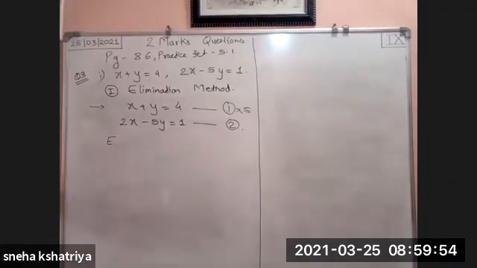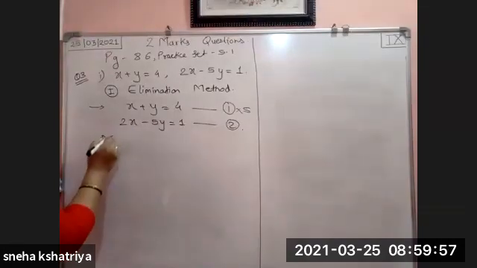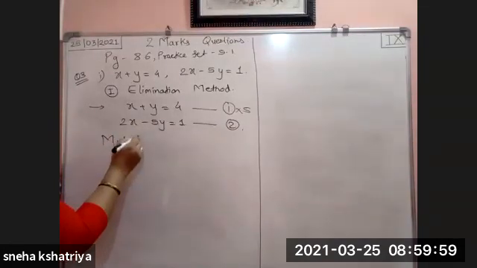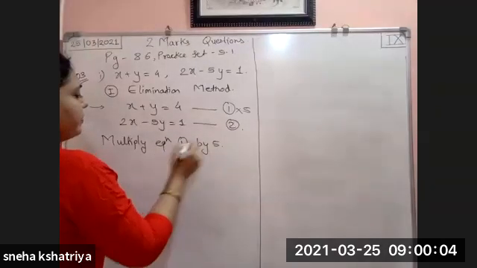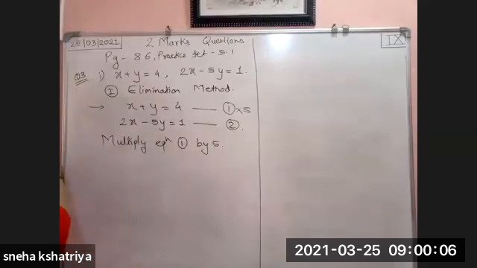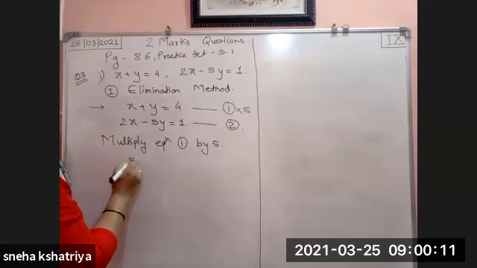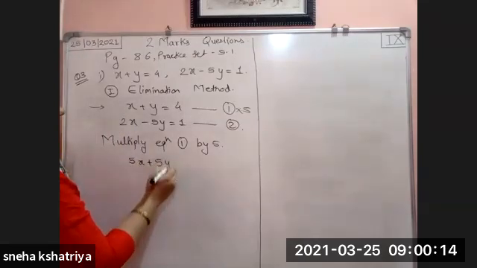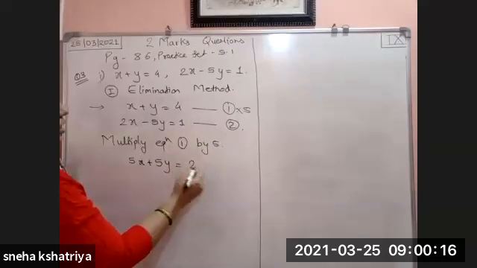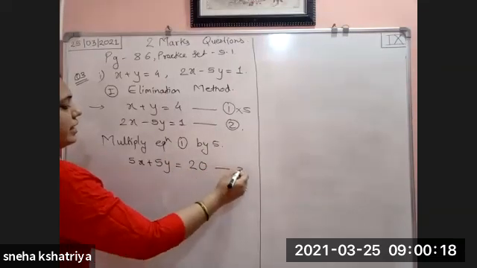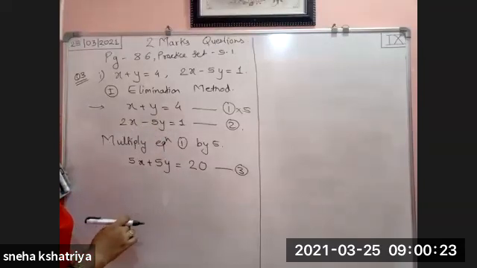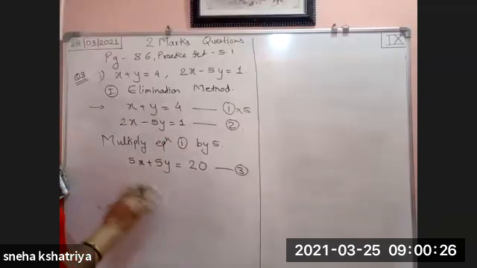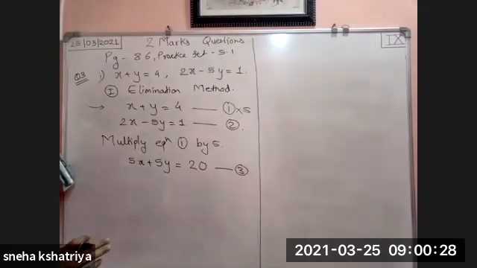Multiply equation 1 by 5. After multiplying by 5, what will be equation number 1? It will become 5x plus 5y, which is equal to 5 fours, it will become 20. Call it equation number 3. And now write down equation number 2 as it is.